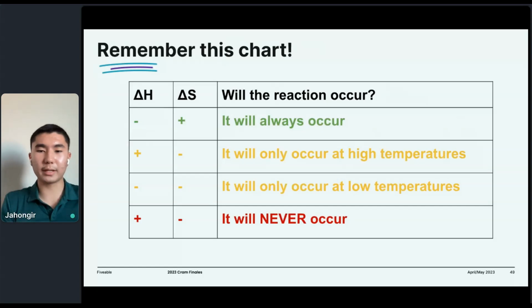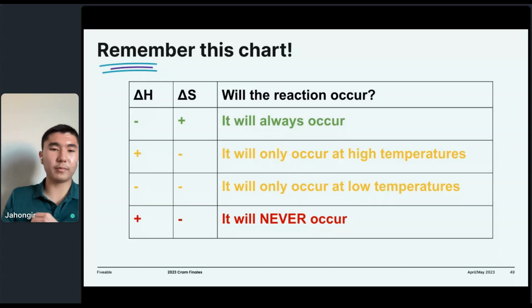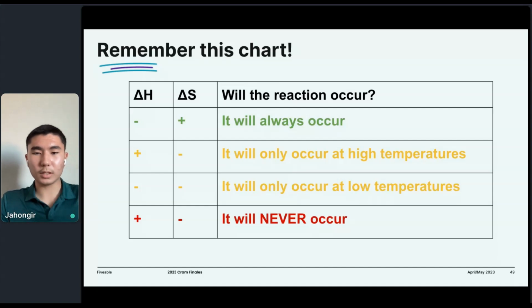And you can look at the graphs. You can continue looking at the graphs. And now remember this: when we have an endothermic reaction and we have our entropy being negative, this will never occur. This is never thermodynamically favorable.